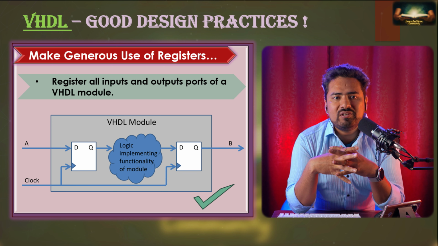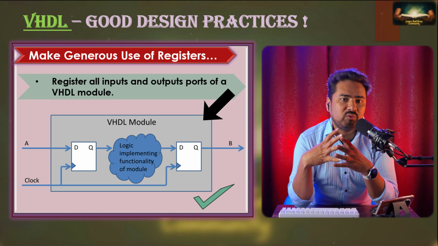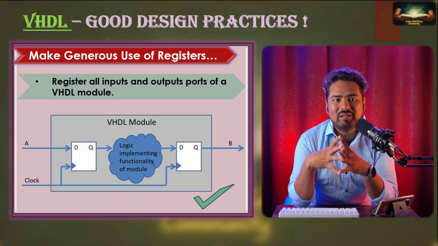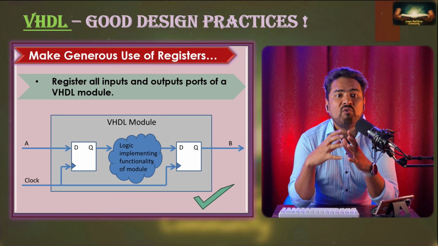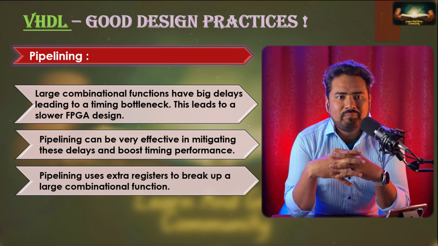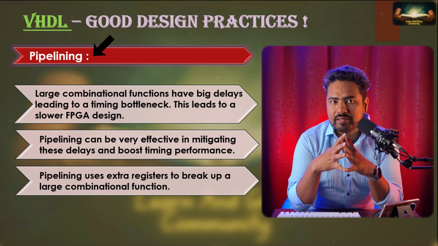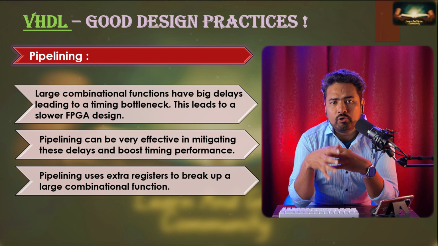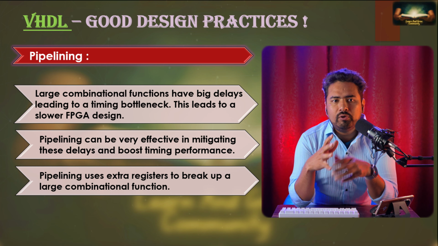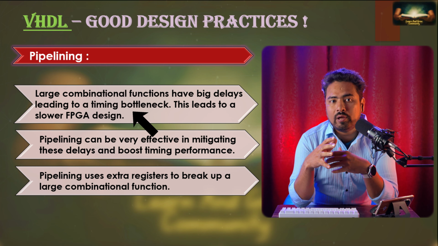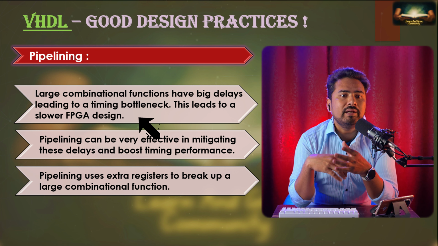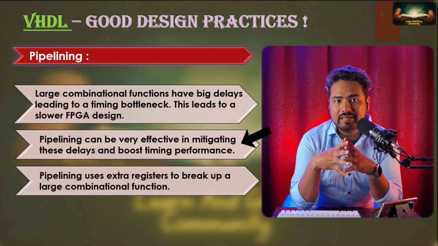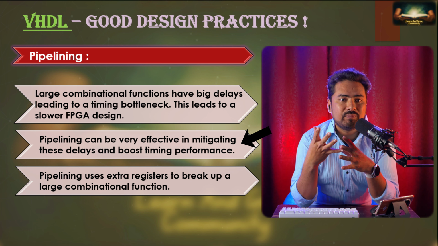Now you may ask how this method improves your timing performance and how it makes your design more robust against real life conditions. So we will understand this with the concept of pipelining in the next slide. Pipelining is a concept to manage the data flow more efficiently at the maximum possible operating frequency. A few points about pipelining: we know that larger combinational functions also have longer delays. So it creates a timing bottleneck. So pipelining helps you to mitigate these delays and boost your timing performance.